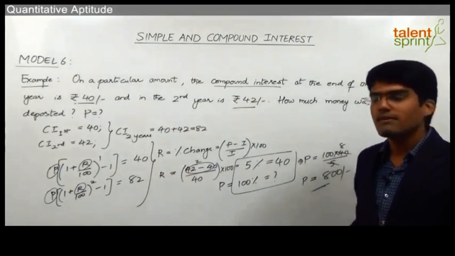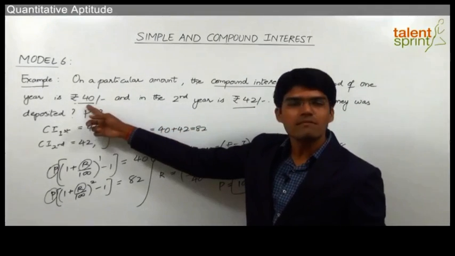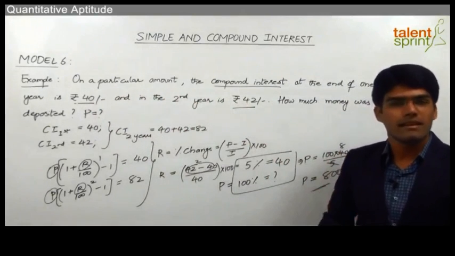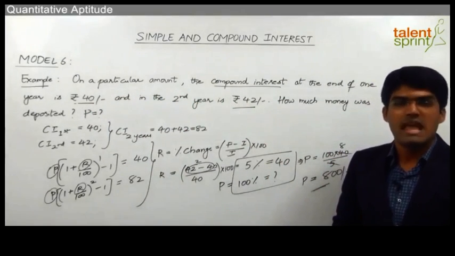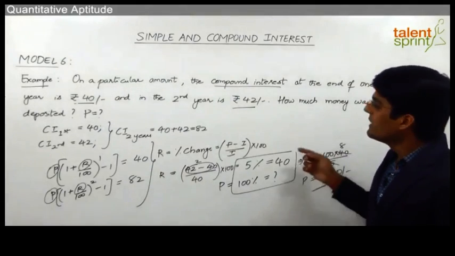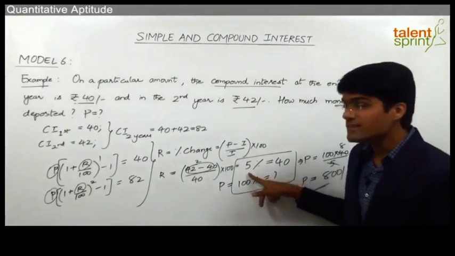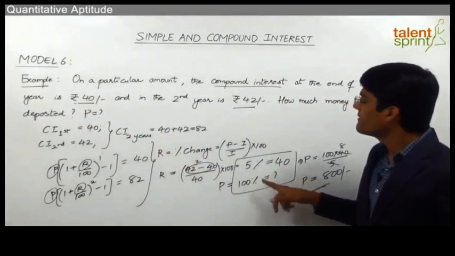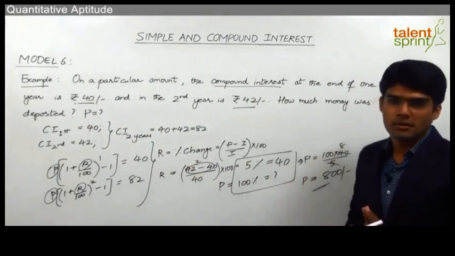The first step here is to find out the percentage change between the first year's compound interest and the second year's compound interest. That is nothing but the rate of interest in terms of percentage. And once we get the rate of interest, we can equate that rate of interest to the value that we have obtained in the first year, that is 40 rupees. And the principal, 100%, can be calculated by cross multiplication.